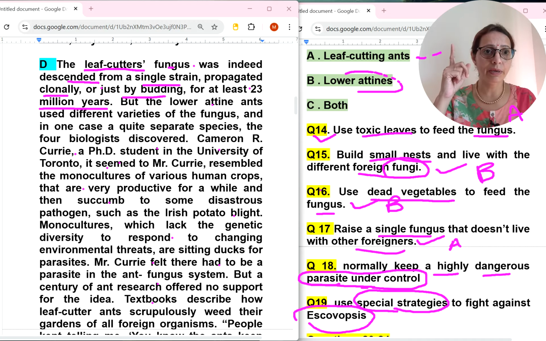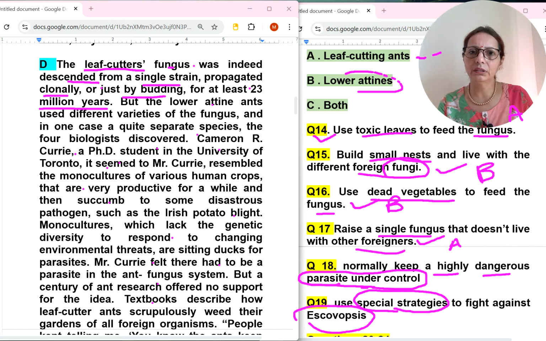Again, in the above paragraph also they were talking, I think, about the same thing. Here also they are talking about a single strain. Fungus, they are talking about a single strain. Raise a single fungus that doesn't live with other forms. Fungus means one, fungi means, I think, plural. So next one is what we have, dangerous parasite under control.